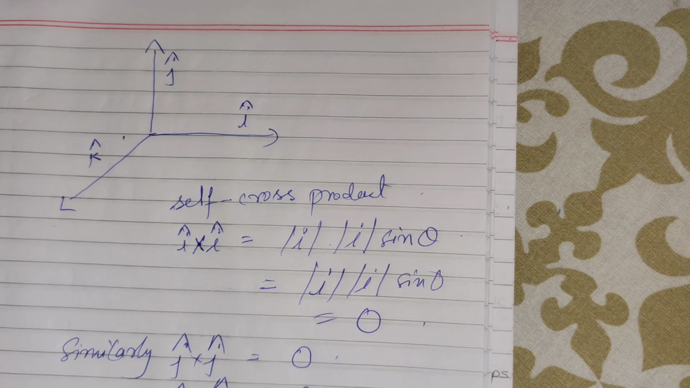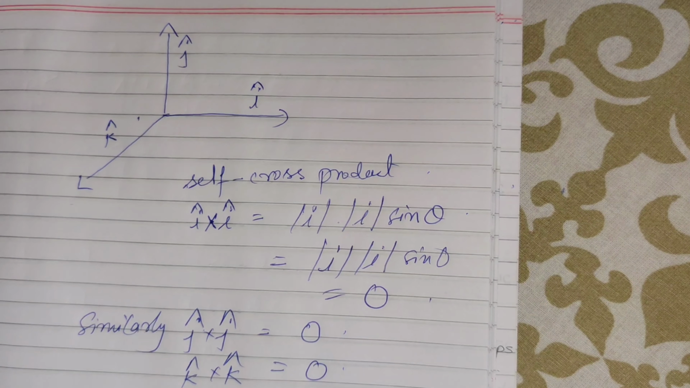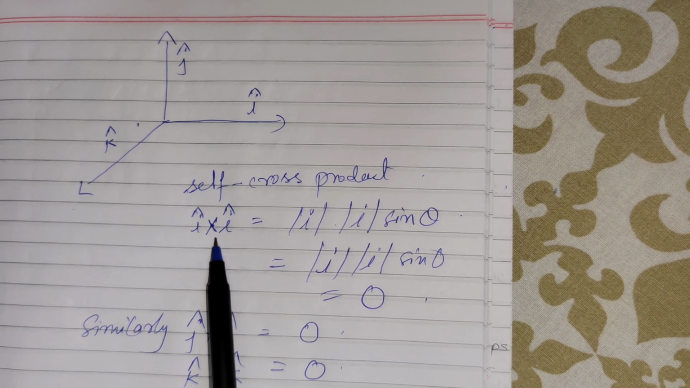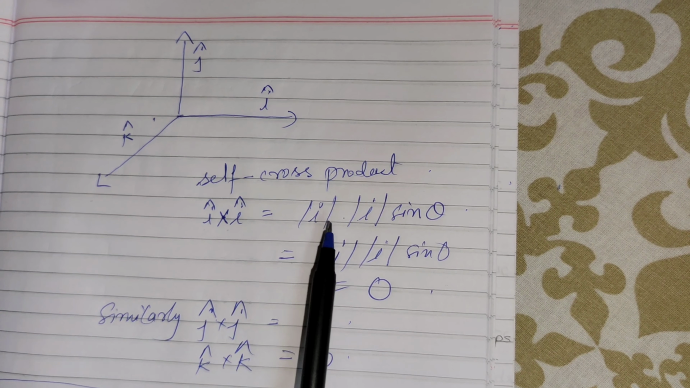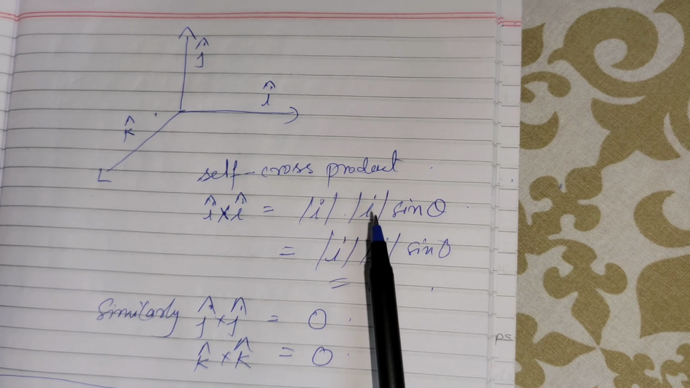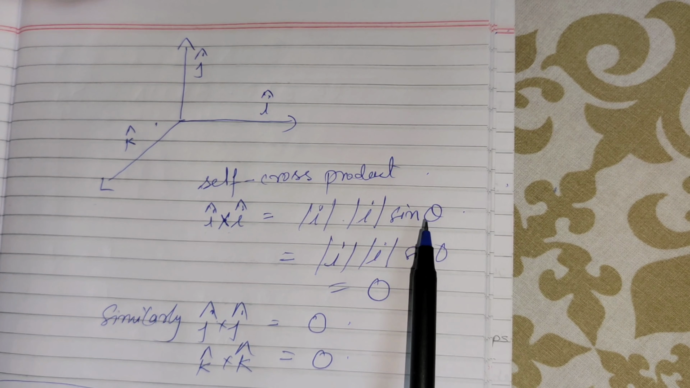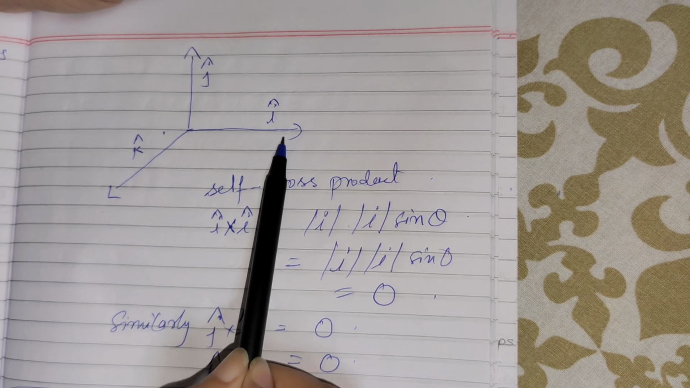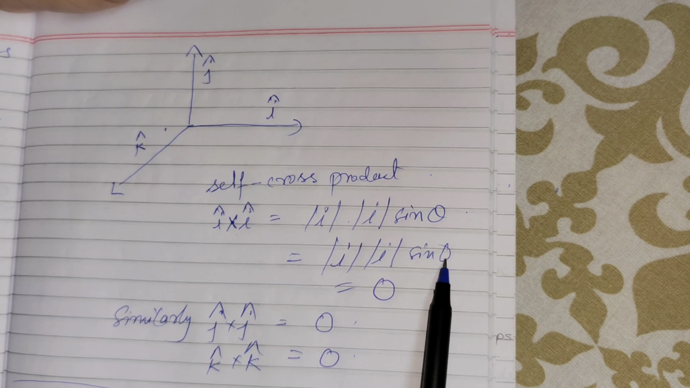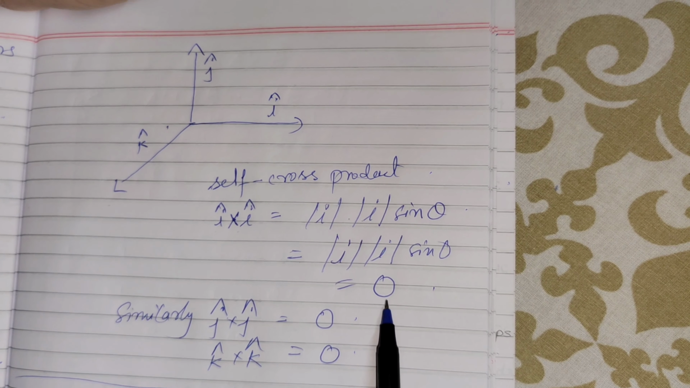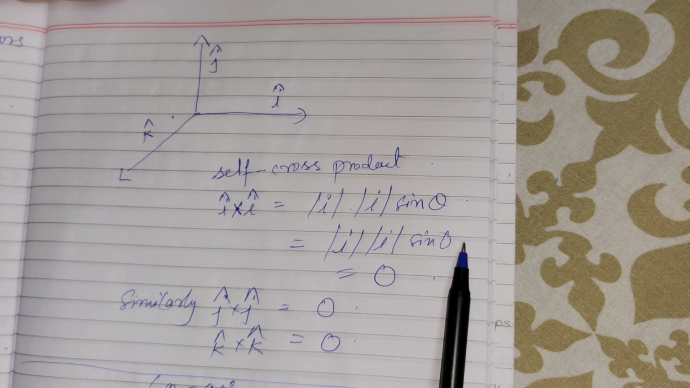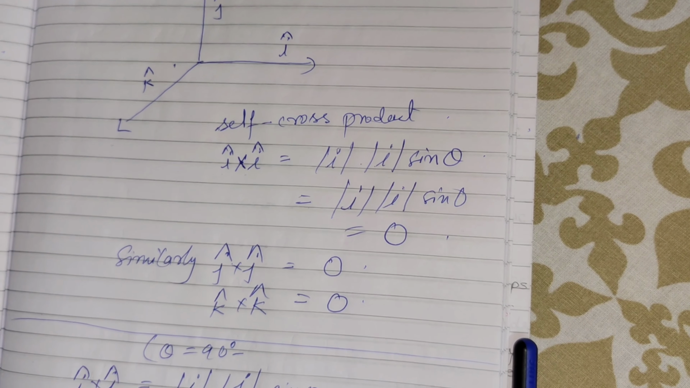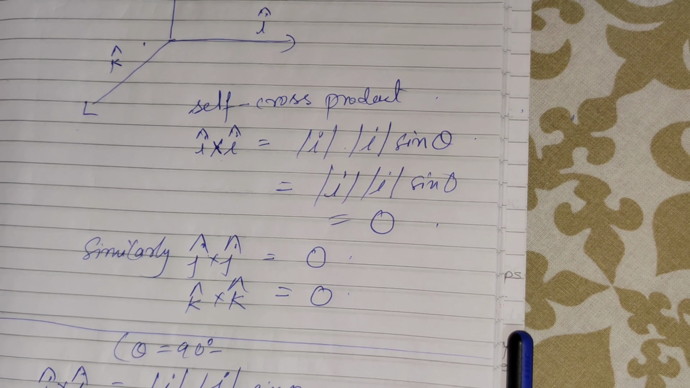Okay. Now coming to the self cross product of the vectors. So I cross I. The formula for A cross B is AB sine theta. So I cross I would be mod I mod I sine theta. In this case, if I is on top of I, the angle between them would be zero. So mod I mod I sine zero, which is ultimately zero. So always remember, for orthogonal unit vectors, the self cross product would always be zero.